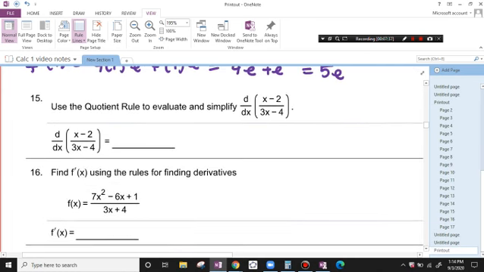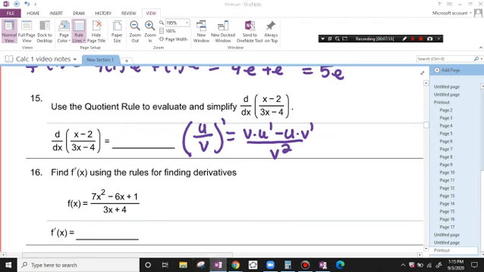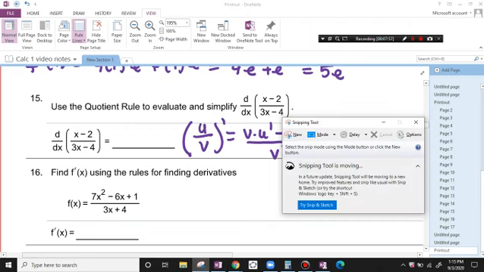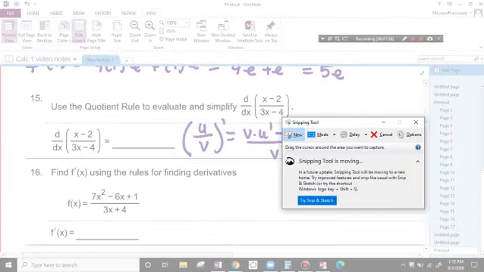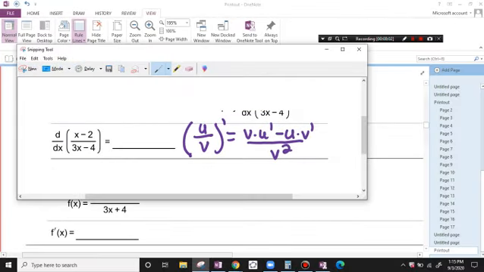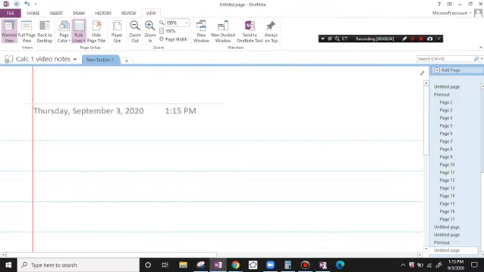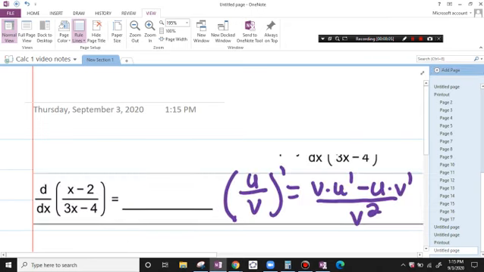Here we'll use the quotient rule. The quotient rule says that the derivative of u over v is v times the derivative of u minus u times the derivative of v, all over v squared. We'll take this, put this on another sheet, take that here, and we'll put it here. So we have space. We'll make it a tad bit smaller.